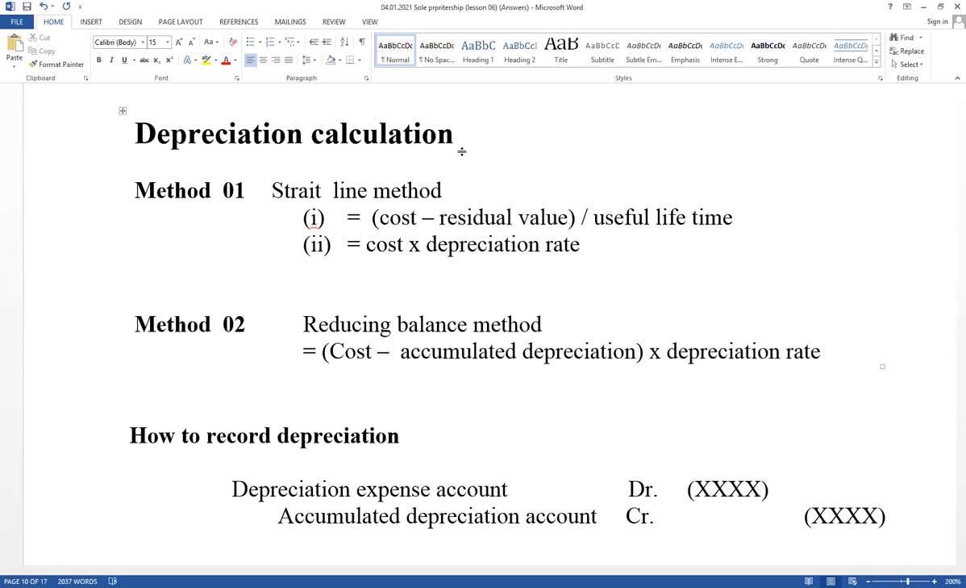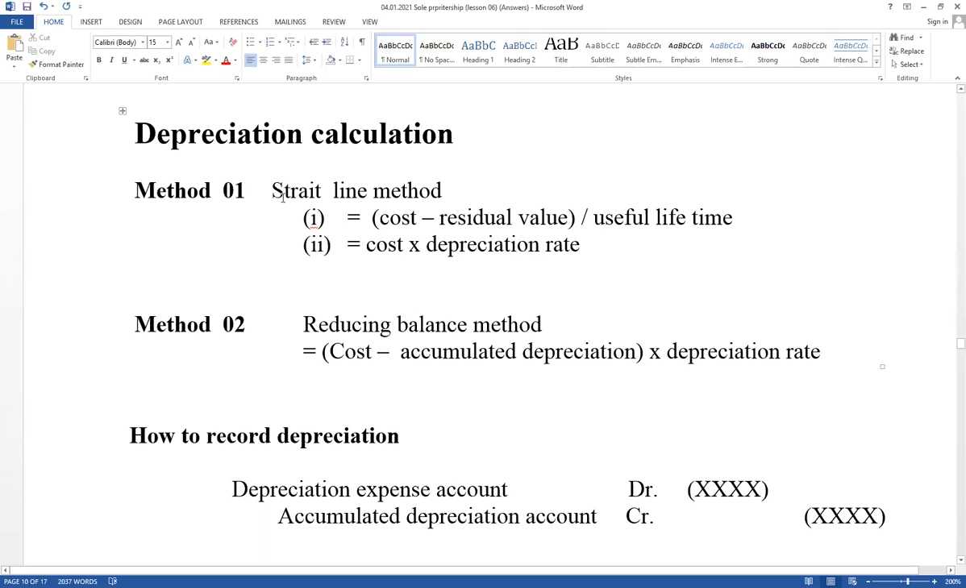Therefore, depreciation applies to all the building, motor vehicle, office equipment available in the business. Therefore, this adjustment they ask definitely. You have to know how to calculate and how to adjust. Straight line basis and reducing balance methods. There are two methods that can be applied when calculating depreciation. Today I am going to discuss the straight line basis and reducing balance methods, how to calculate and how to record in the ledger account also.